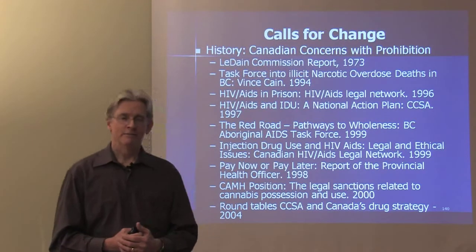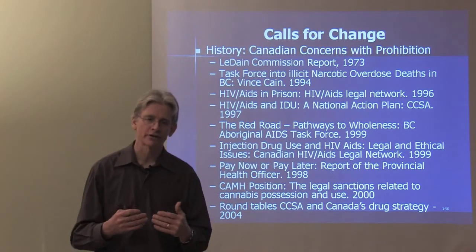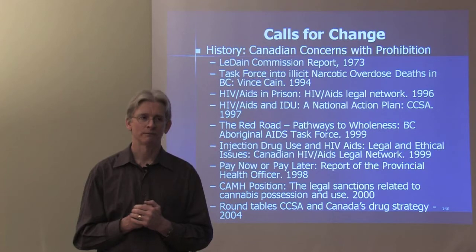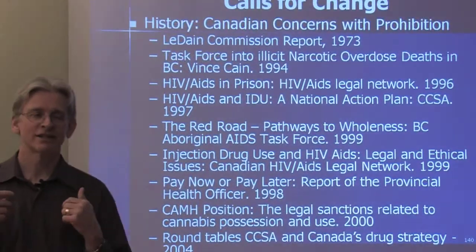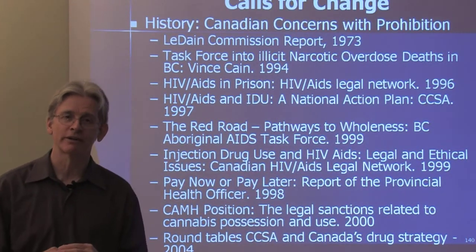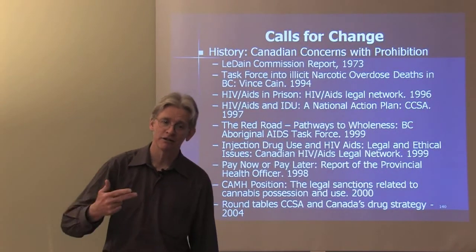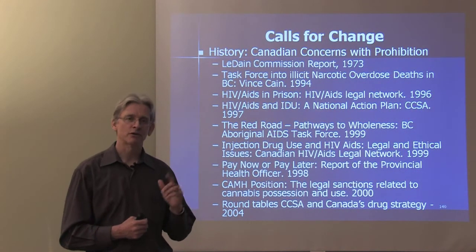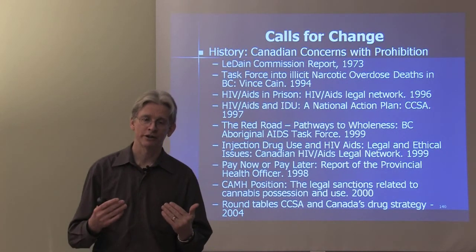More formally, this is a list of significant national reports that have all had at least one conclusion: that drug prohibition causes significant problems in our society. The lens of these reports is all different. Sometimes it's about Aboriginal issues, sometimes it's about women, sometimes it's about HIV and AIDS, sometimes it's about the Downtown Eastside. But all of these reports have the common theme: we have a problem with drug prohibition in our society.